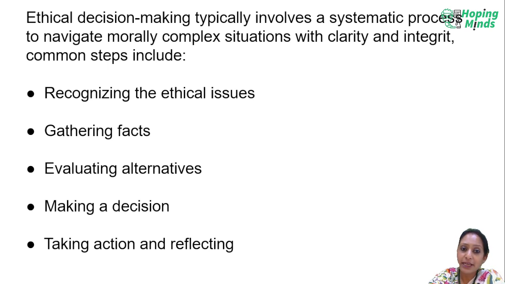Let's talk about ethical decision making and what it includes. It typically involves a systematic process to navigate morally complex situations with clarity and integrity. How does it work? It just works like a computer flowchart. If you do not have your steps in order, if you do not have important steps there, will a complex situation or a complex program just unravel or solve on its own? No, it cannot happen. We need to have a systematic process, a step by step procedure into how it's going to unravel, in how it's going to happen.